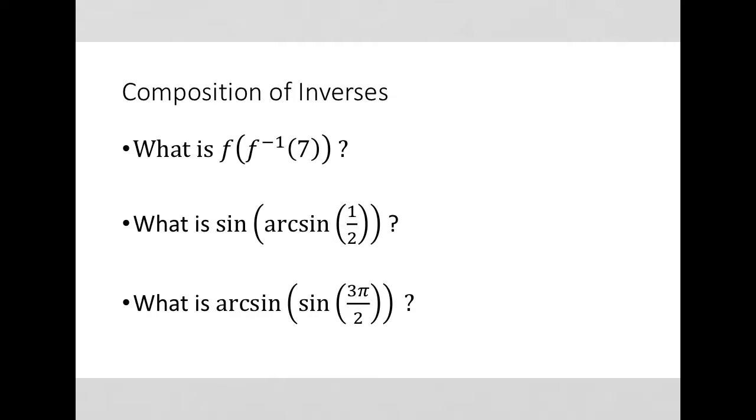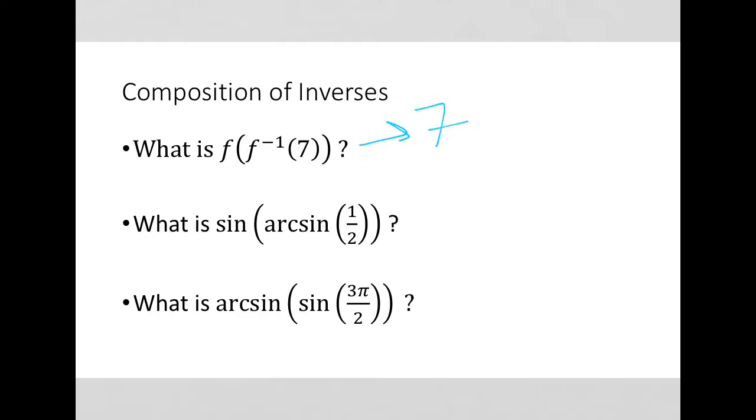So let's think real quick. What happens when you compose a function with its inverse? Well, you get back what you put in. So we know that f of f inverse of 7 should give us 7, assuming that 7 is in the domain of f inverse, and assuming that f inverse of 7 is in the domain of f, we should get 7.